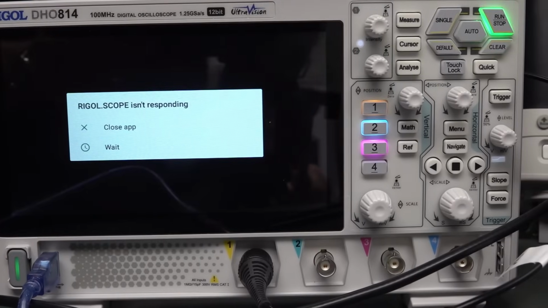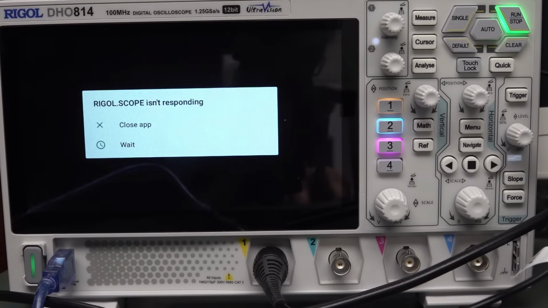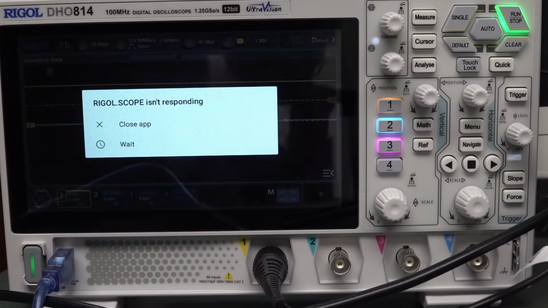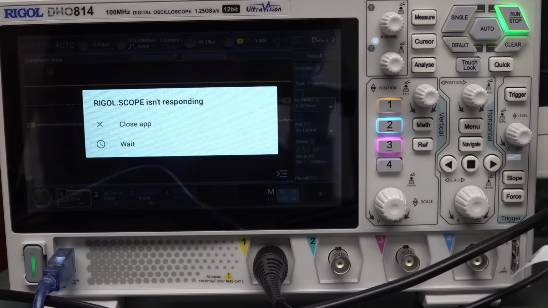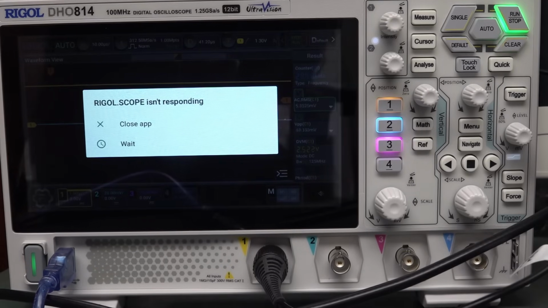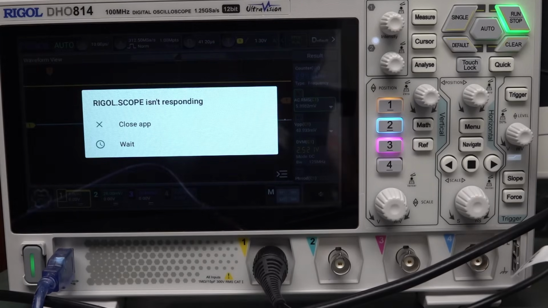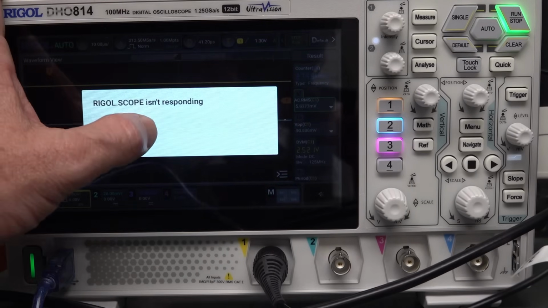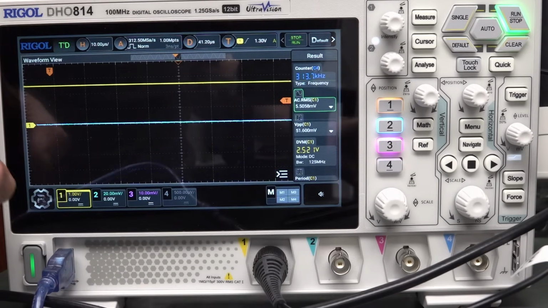Well, we have a bug. I was playing around where we have a lockup. At least it's kind of graceful. Rigol.scope isn't responding. Close app, because this is running on the Android operating system. There's much discussion over this on the EEVblog forum. This is the first time I've had it crash or lock up using this thing. I was mucking around with serial decoding, changing over to I2C bus and it just went boom. So I don't know. Close app.